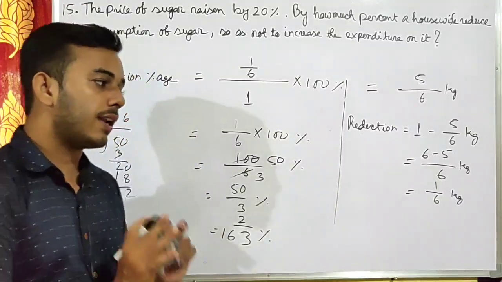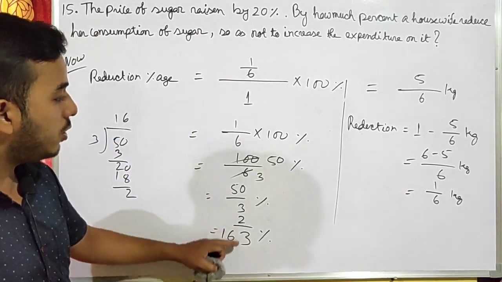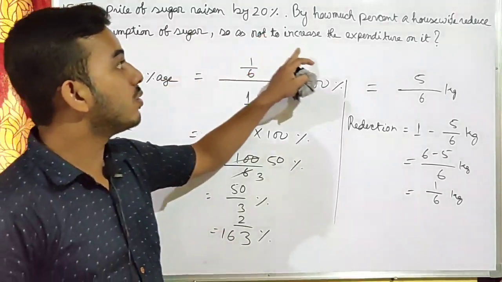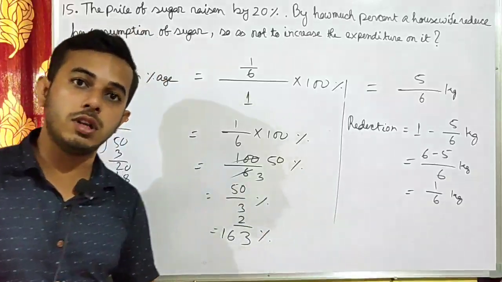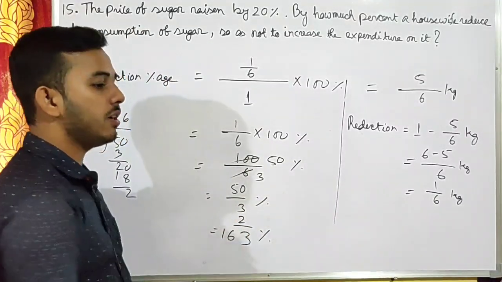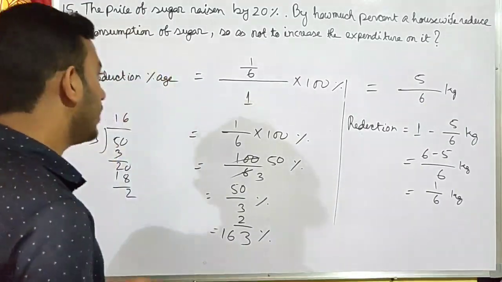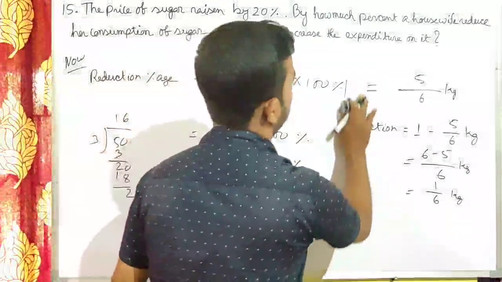Okay, so at last we will write: therefore the housewife should reduce 16 2 by 3% so as not to increase the expenditure on it. That means this housewife will have to reduce this much percent so as not to increase the expenditure. So the last conclusion line will be like this.